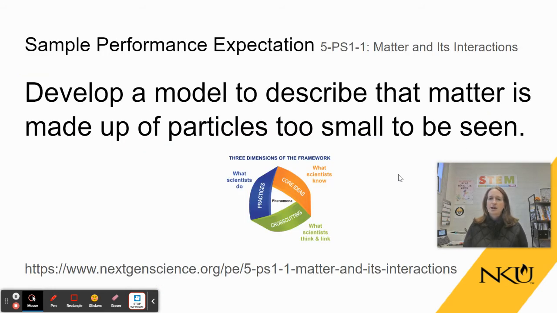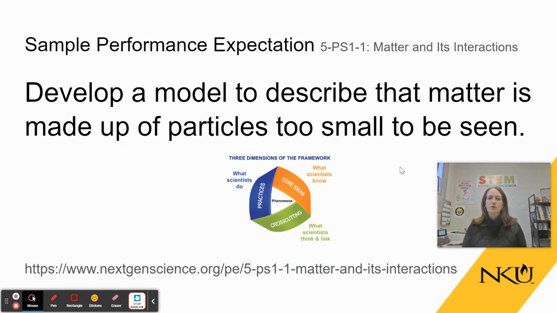All right, so again, this is 5th grade physical science, matter and its interactions, and this is the first performance expectation. The performance expectations are great because you can think about this as what students should know, understand, and be able to do by the end of the unit they're working on. So here's an example. It says students should be able to develop a model to describe that matter is made up of particles too small to be seen.